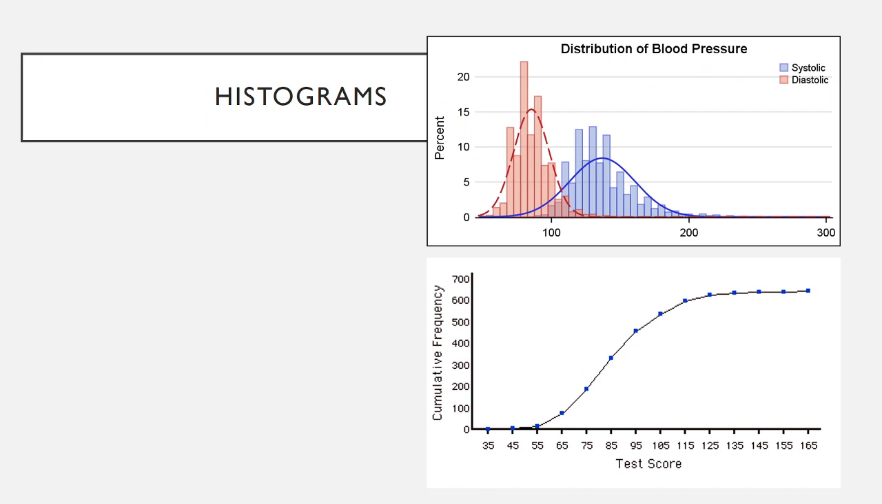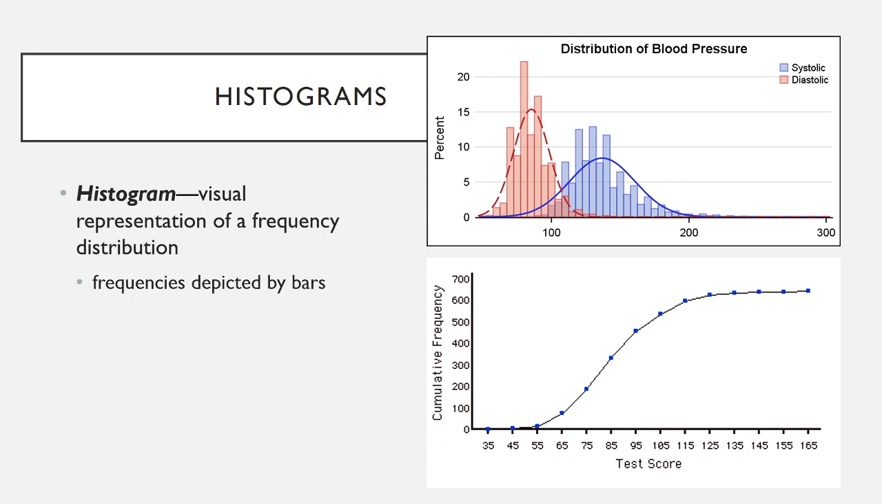And now just a few more options that you have in terms of visualizing your data. One is going to be a histogram. So this is related to a frequency distribution in that a histogram is simply a visual representation of a frequency distribution wherein the frequencies are depicted as bars. So you just use a bar chart and the height of the bars indicates how many people fell within whatever interval is depicted along the x-axis.